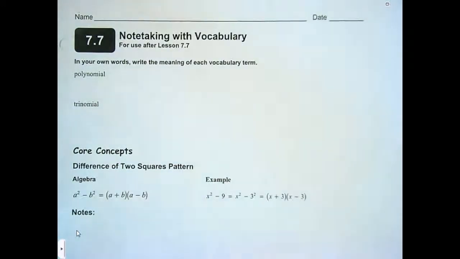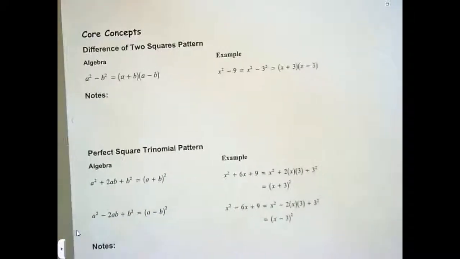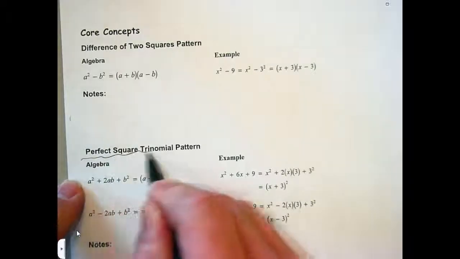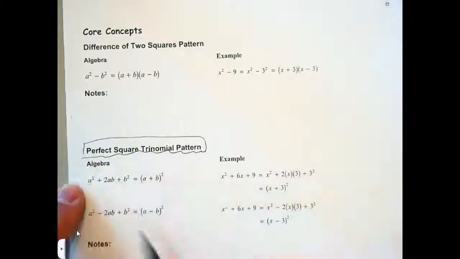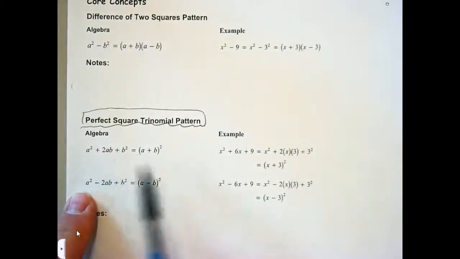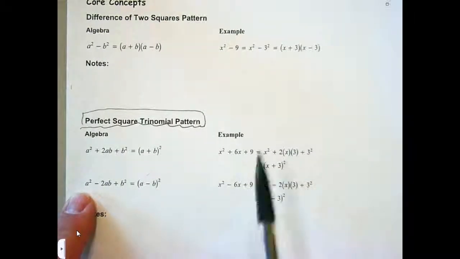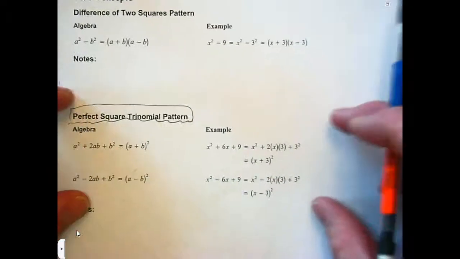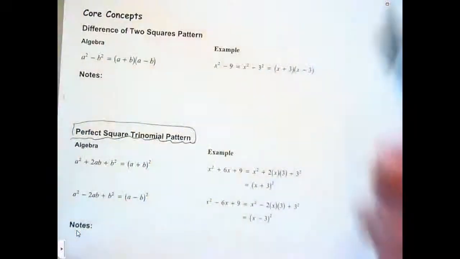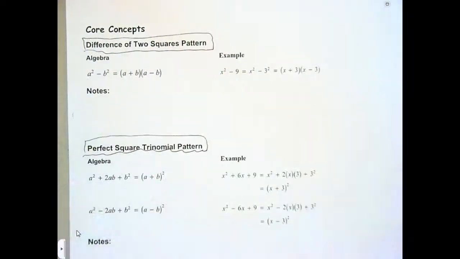On page 236 of your student journal, you see that today we have two different patterns we're dealing with, and this is actually factoring special products. One of these patterns is first the perfect square trinomial pattern. They show the numbers and the pattern in general form, and then they give you an example over here. You could use the factoring we've been doing over the last week.